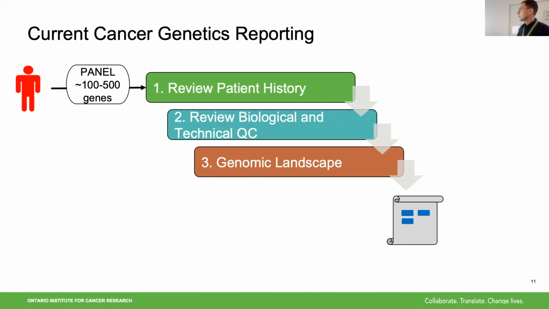So to do this, we've been looking at the different interpretation practices in the field, and generally what we've reviewed is that there's usually a gene panel of what's been determined to be a clinically relevant set of maybe 100 to 500 genes. There would be a step reviewing patient history, a step looking at biological and technical QC, and I'll expand what I mean by that a bit later, and also a review of the genomic landscape.